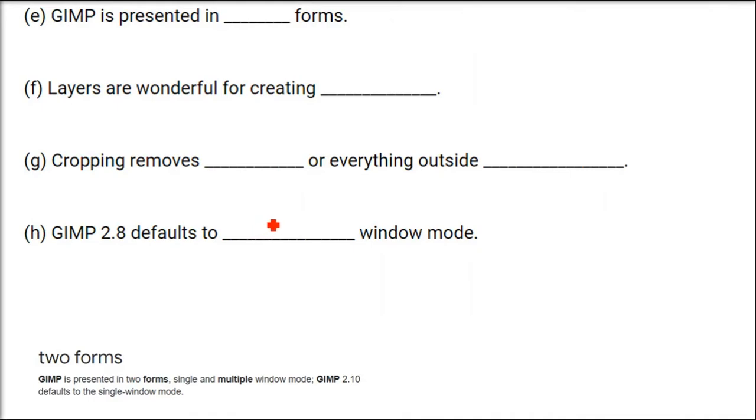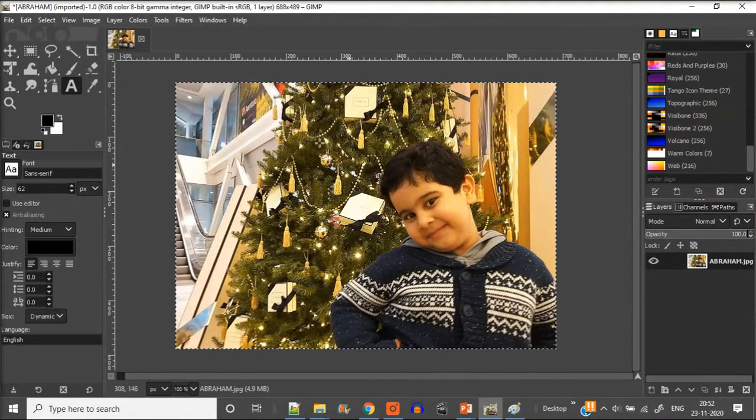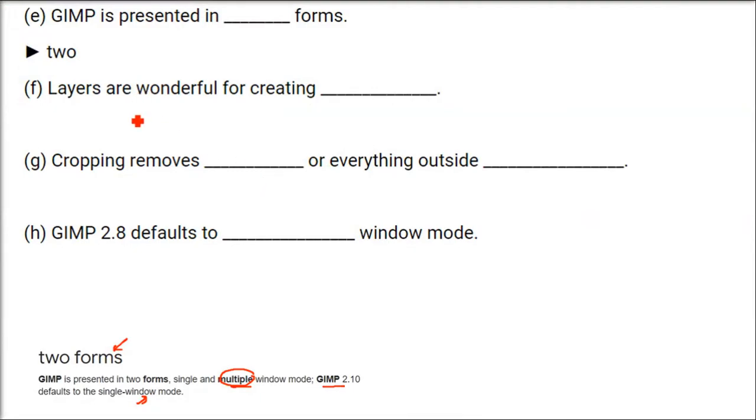GIMP is presented in dash forms. So the answer is 2 forms. GIMP is presented in 2 forms. First is single and second is multiple window mode. So GIMP right now, which we are talking about, 2.10, defaults to the single window mode. So if you see here, this is a single window. It has happened, but multiple windows also the possibility is there.